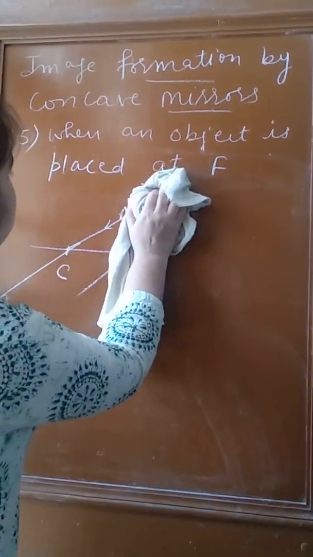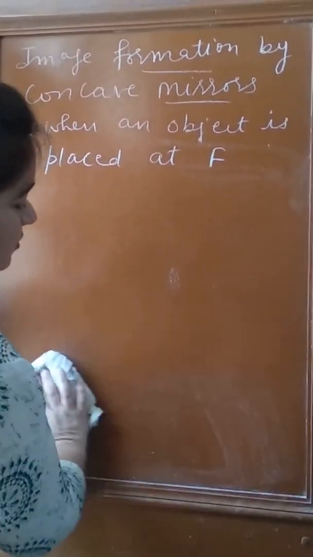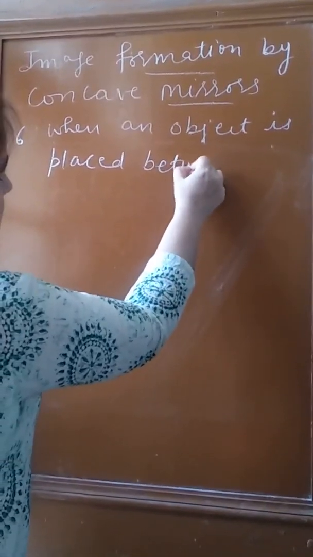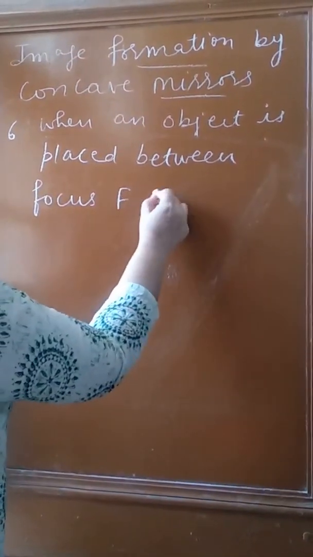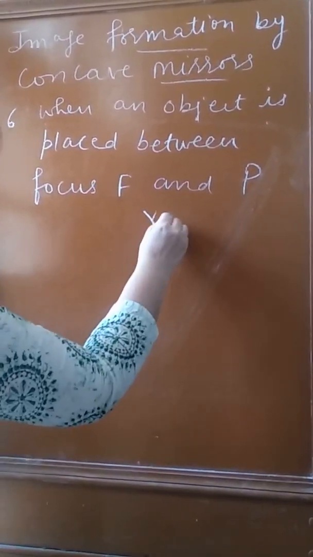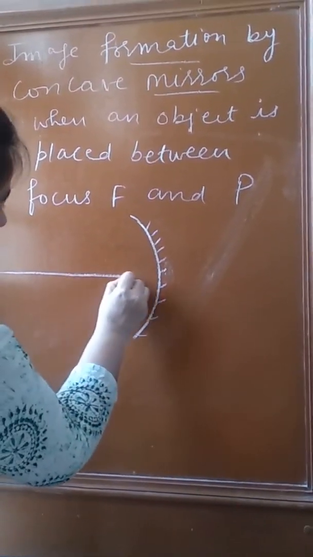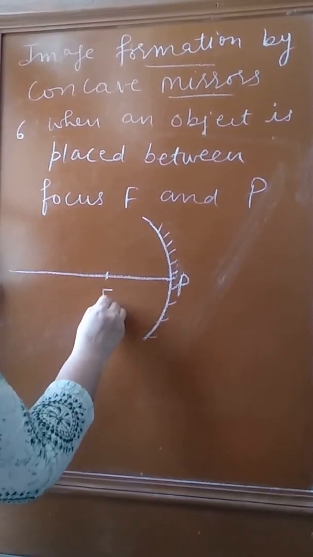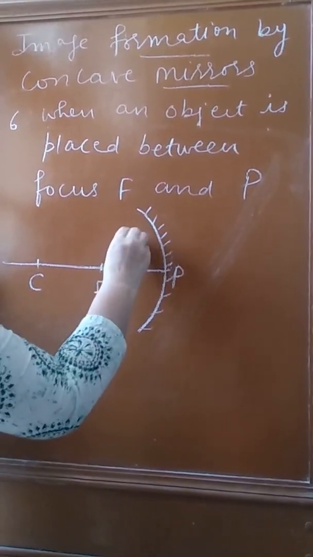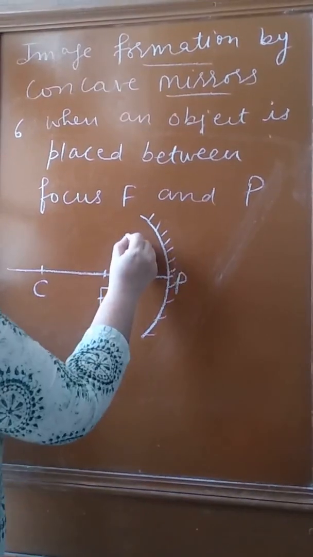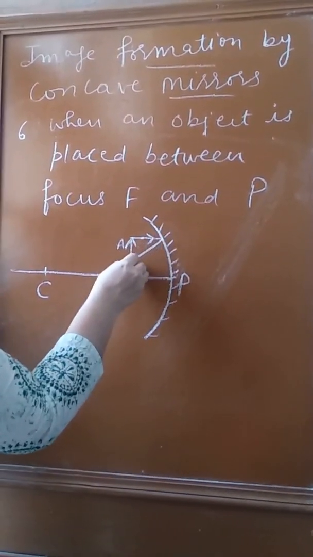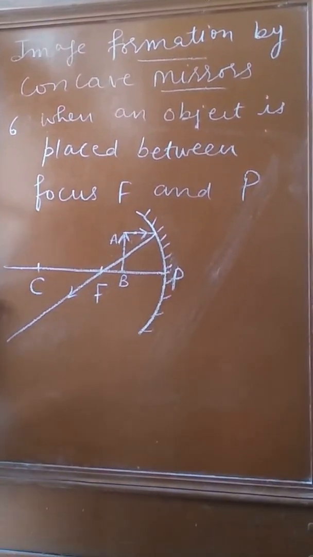Now in the last case, when the object is placed between focus F and pole P of the mirror. When the object AB is placed between F and P, a ray parallel to the principal axis after reflection passes through the focus.